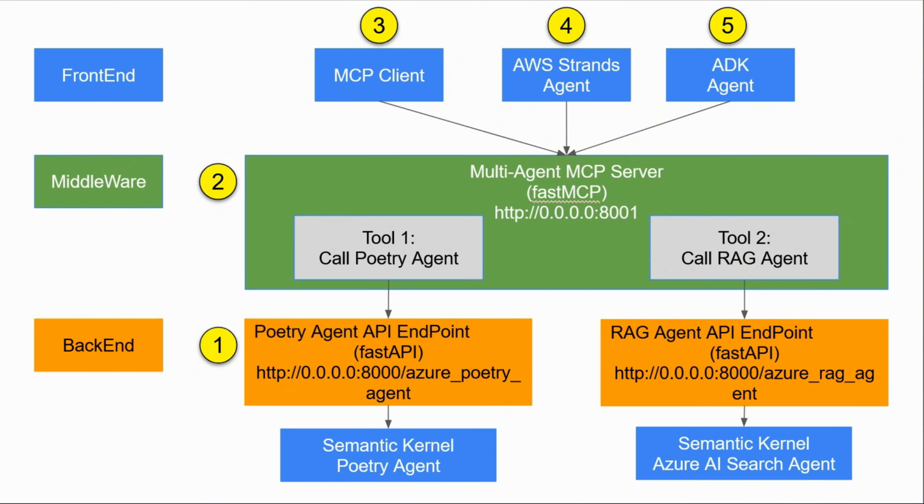Next, we will define the agents, the poetry agent and the Azure AI Search agent. We will deploy the API endpoints for the poetry agent and for the RAG agent. We will create and deploy a multi-agent MCP server with 2 tools, and we will create the MCP client, AWS Strands agent, and ADK agent. So next, let us check the code.